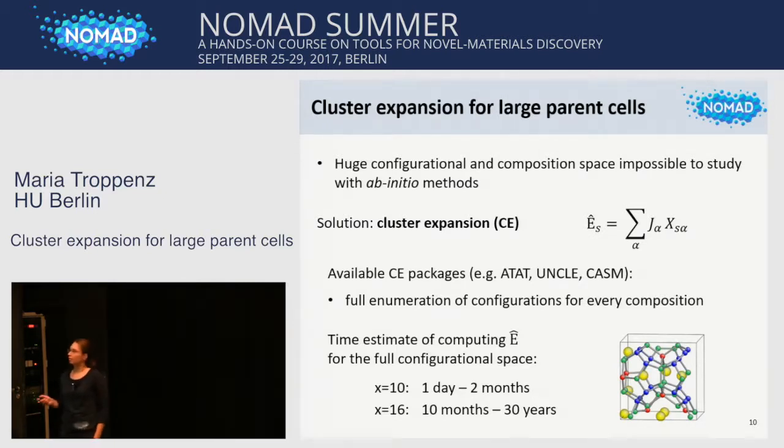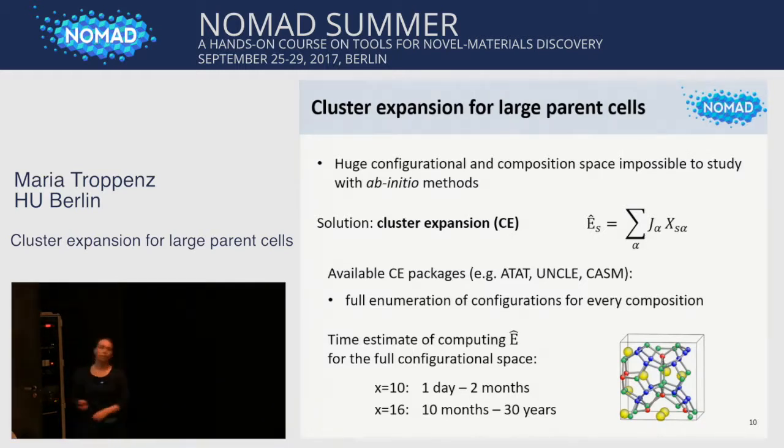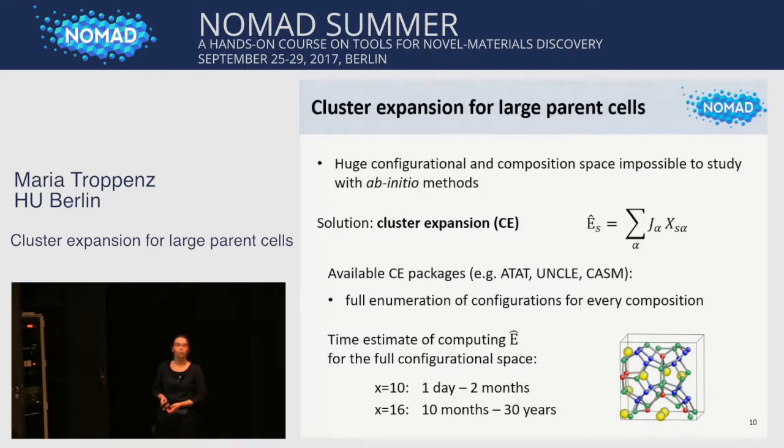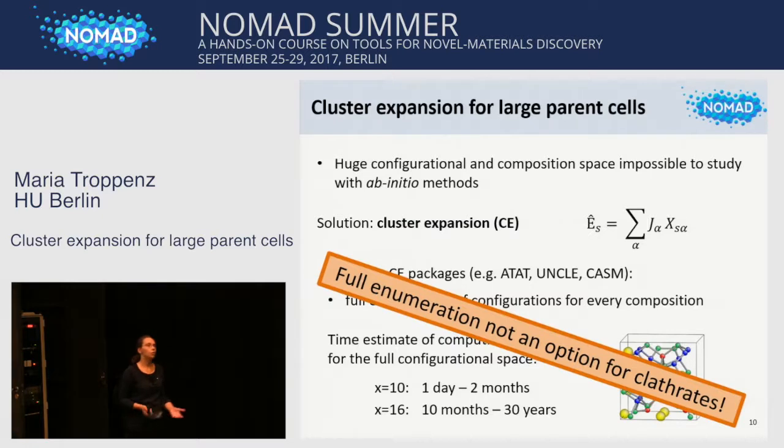So for instance, at sub 10 aluminum inside the unit cell, this computing would take 1 day up to 2 months. Or for the simple charge compensated structure, it would take 10 months up to 30 years. So from these numbers, we can see a full enumeration of possible structures is not an option for clathrates.